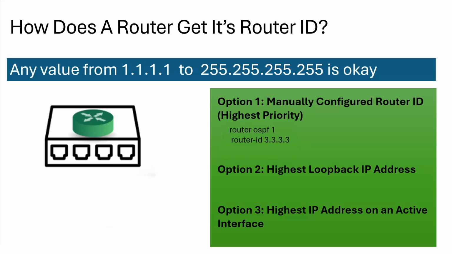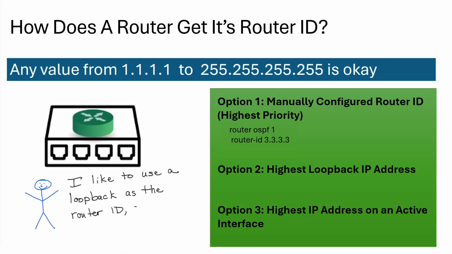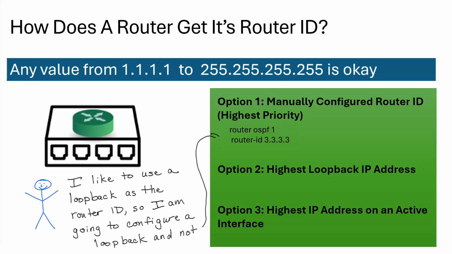Some network engineers prefer loopbacks to manually configured router IDs, and that's because loopbacks are a software interface that is always up. So some people will intentionally not configure the router ID as was done in option 1, and they will purposefully want the router to use a loopback that has been configured on the router instead.